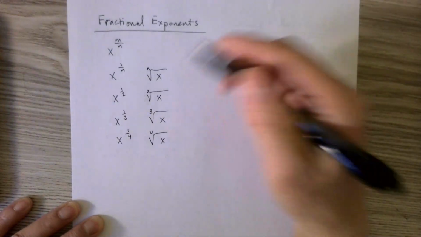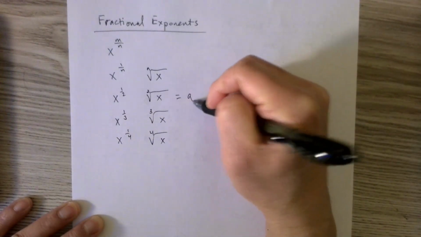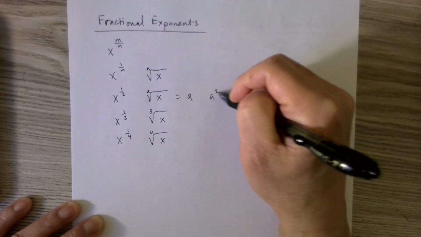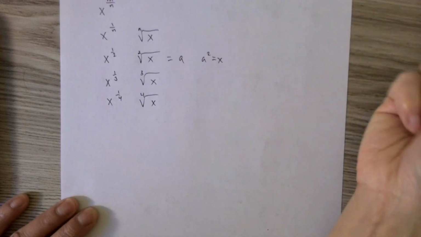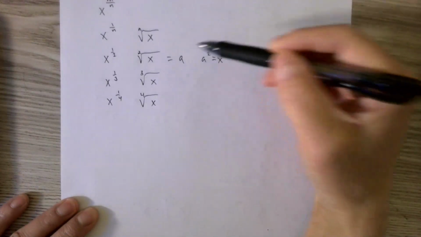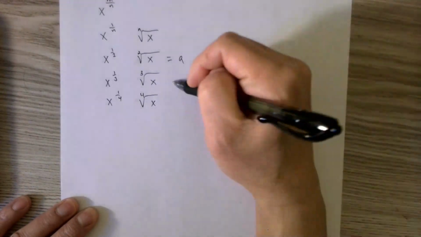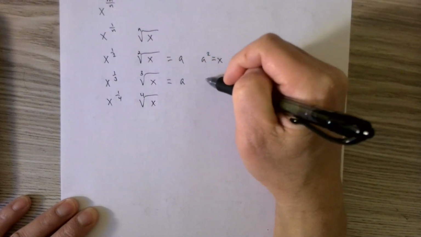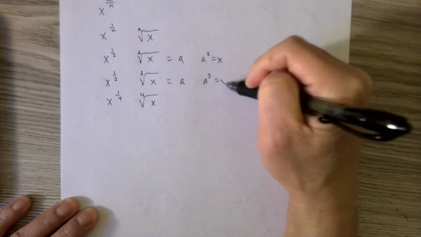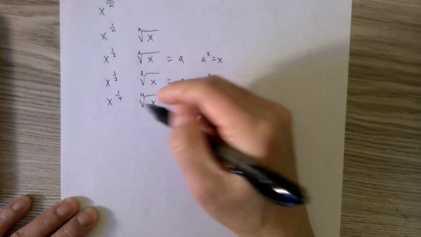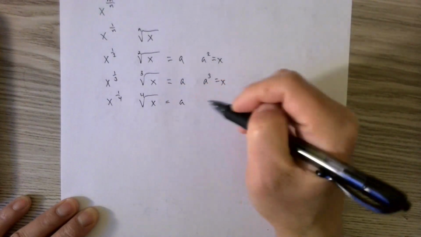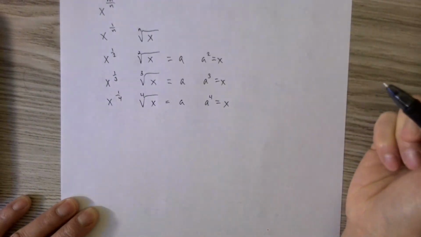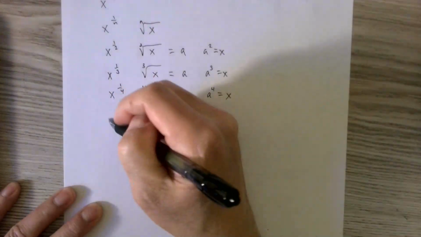If I want the square root of x, then that means I'm looking for a value a such that a squared equals x. The square root of x is a because a squared equals x. The cube root of x would be a if a cubed equals x. The 4th root of x would be a if a to the 4th equals x.